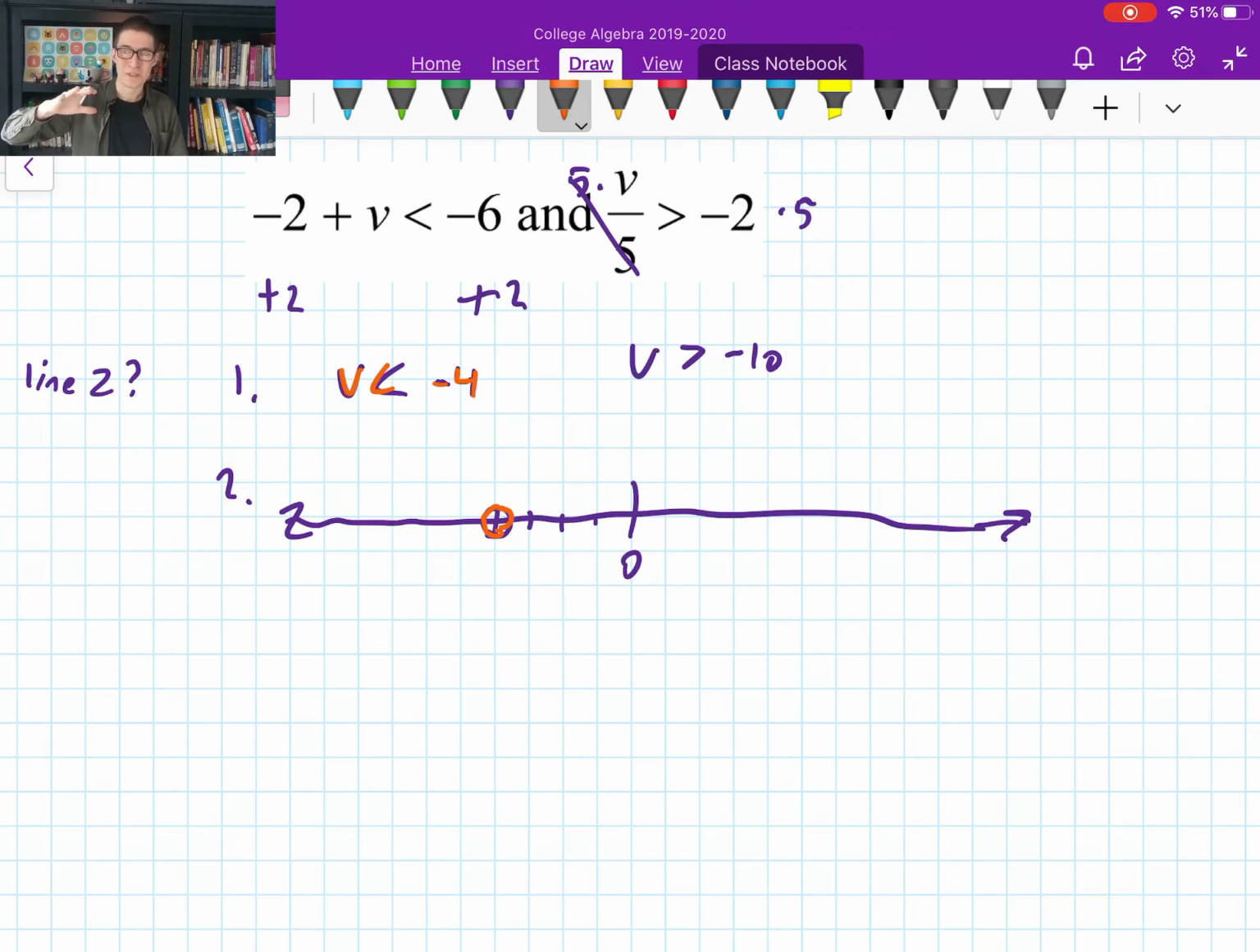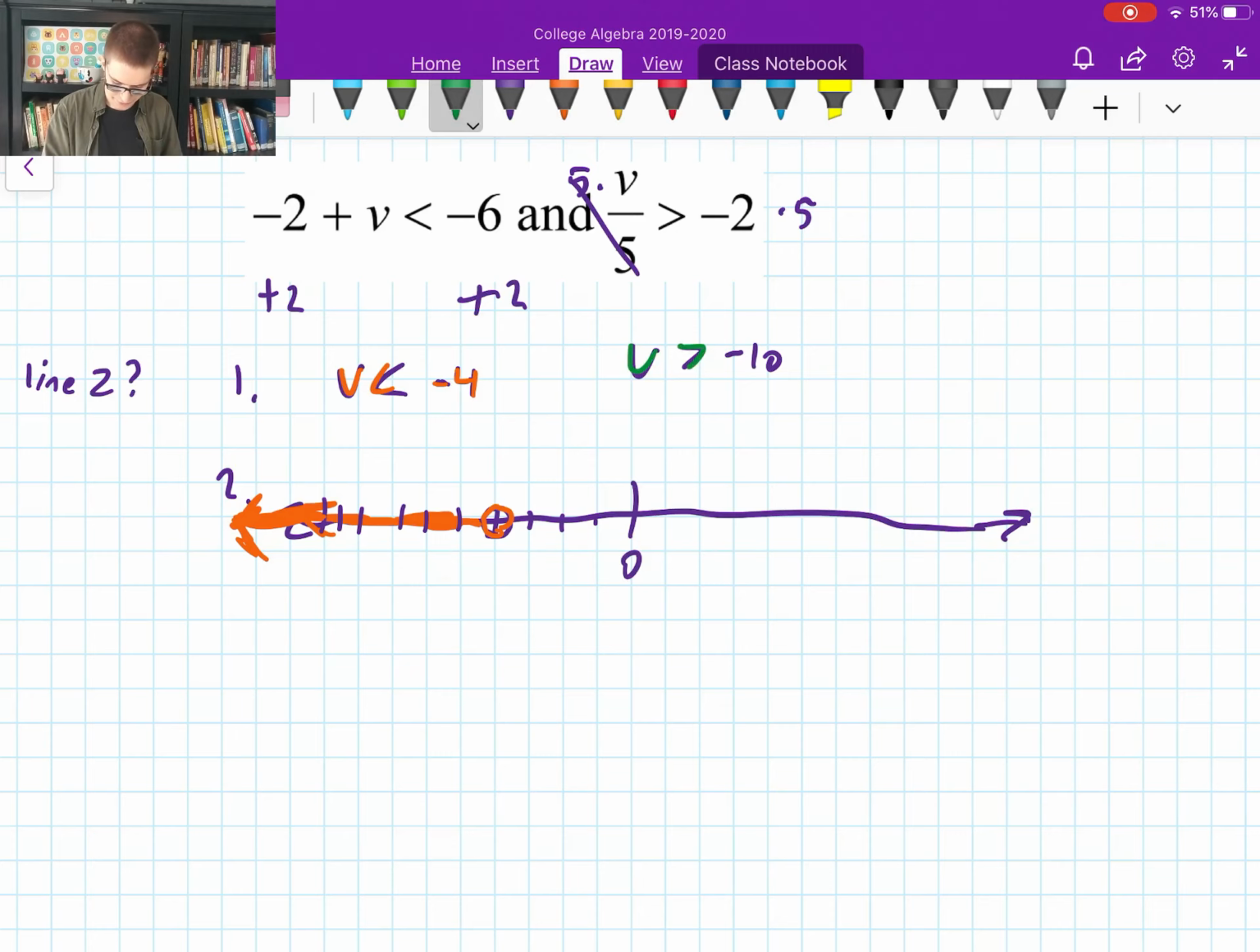So it's less than -4, which means it's all the numbers to the left of -4. So we'll go to the left like this. Then we'll go to v is greater than -10. Oh, I should have drawn this a little bit better. 5, 6, 7, 8, 9, 10. I'll extend this orange one a little bit further so it's not too crowded. There we go.